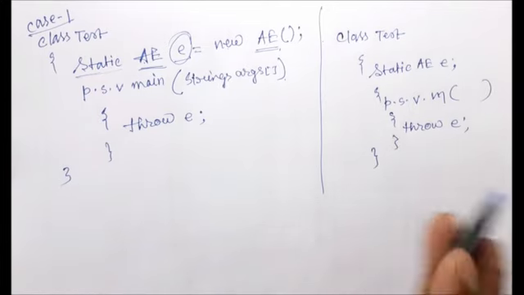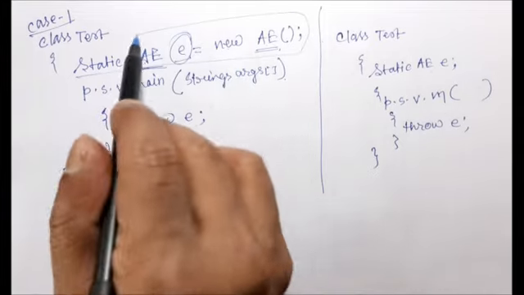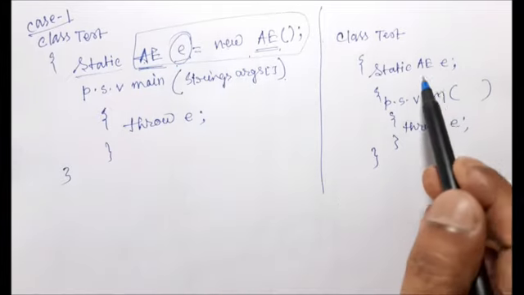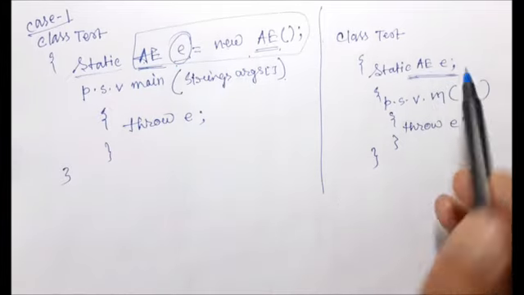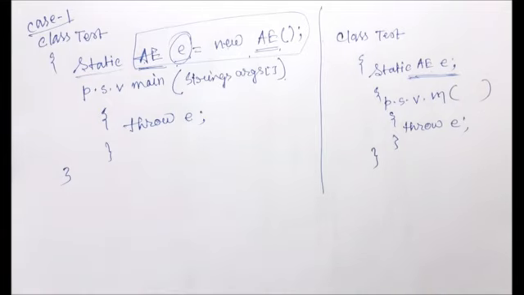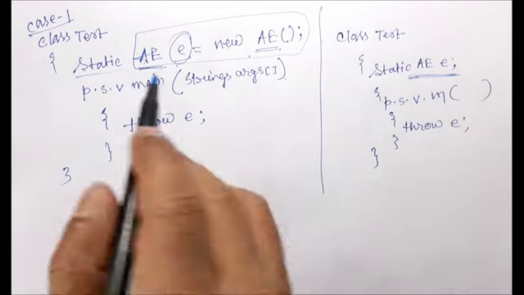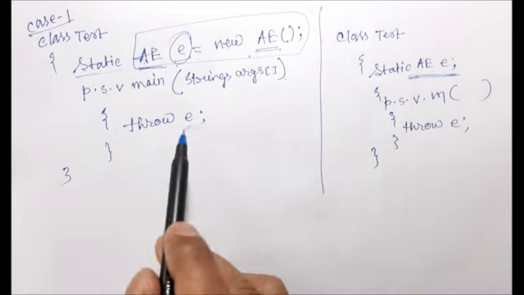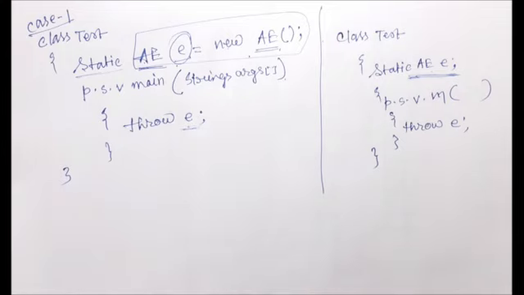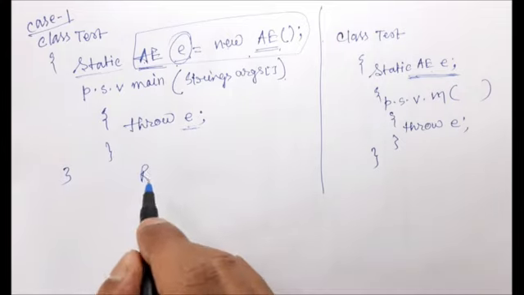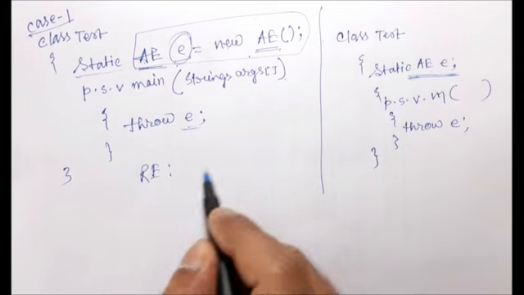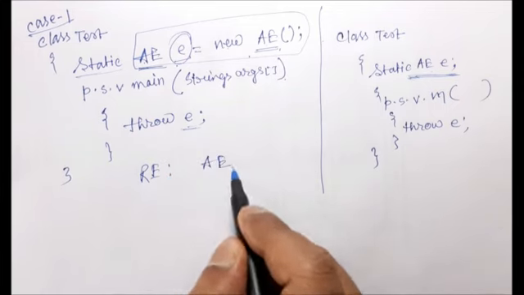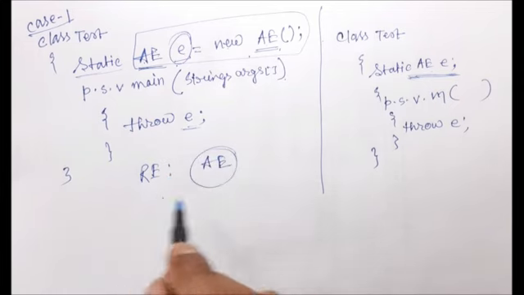Both codes are the same. Here we have just created an object of the arithmetic exception class. Here I have just assigned an instance variable of arithmetic exception. But what is the difference between the two methods? Let us see. In this case, I will throw an arithmetic exception, so at runtime I will get an arithmetic exception.